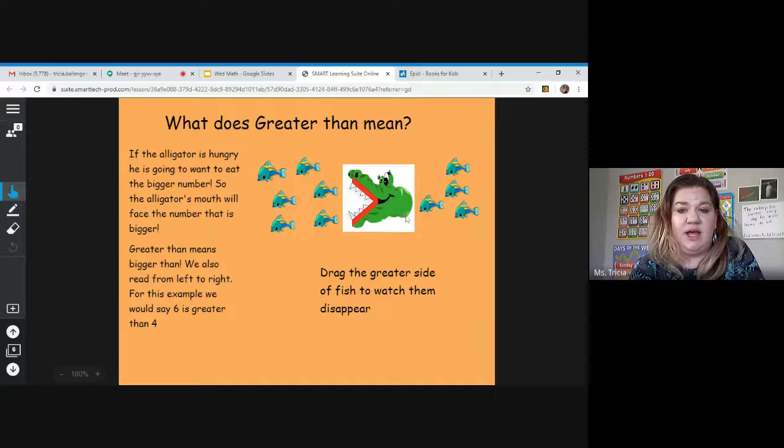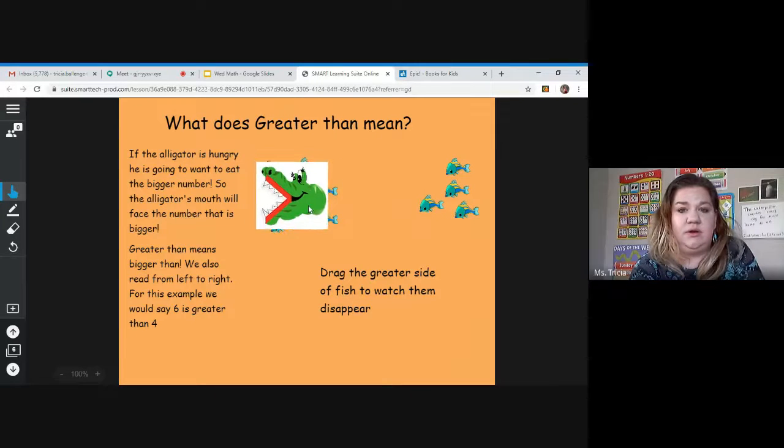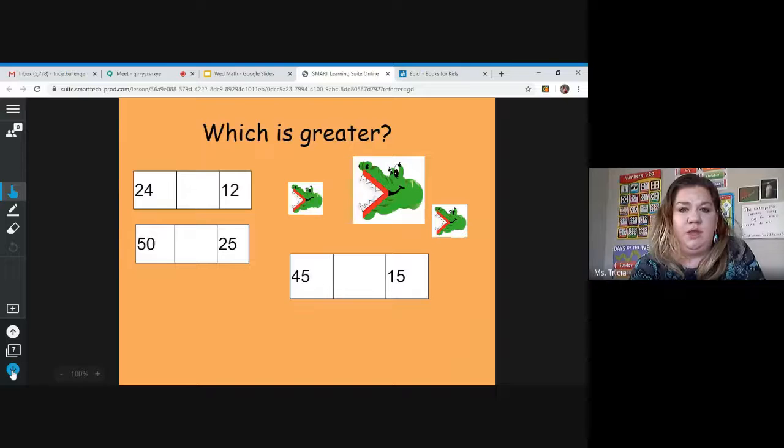Drag the greater sign to the fish to watch them disappear. Ta-da! So which is greater? Is 24 greater than 12? You betcha. And 50 is greater than 25. And 40.